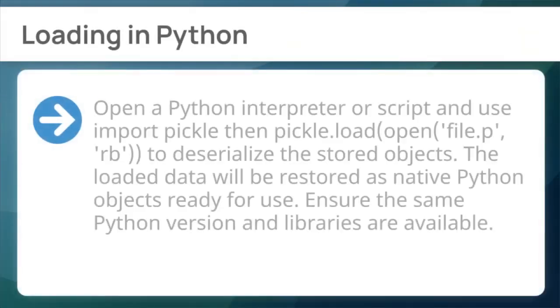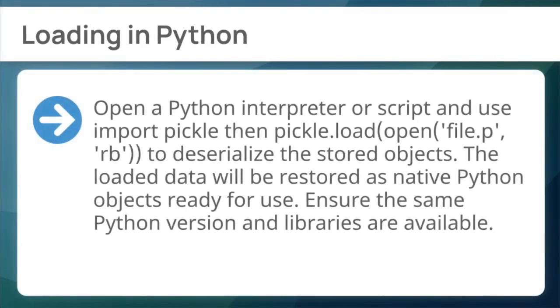First, loading in Python. Open a Python interpreter or script and use import pickle, then pickle.load(open('file.pkl', 'rb')) to deserialize the stored objects. The loaded data will be restored as native Python objects ready for use. Ensure the same Python version and libraries are available.